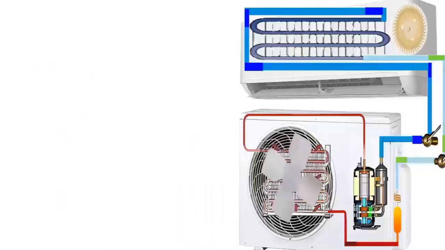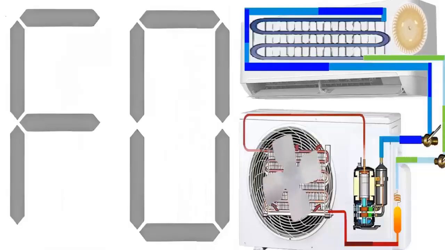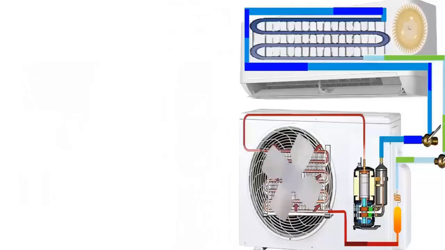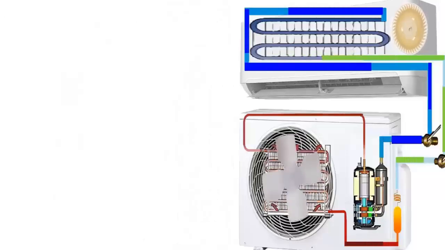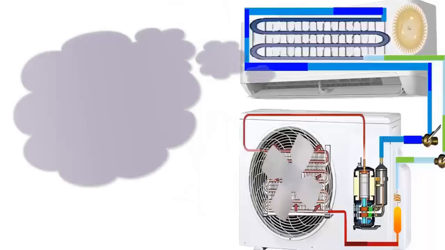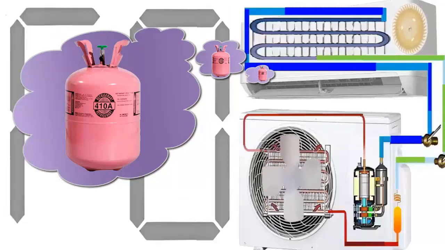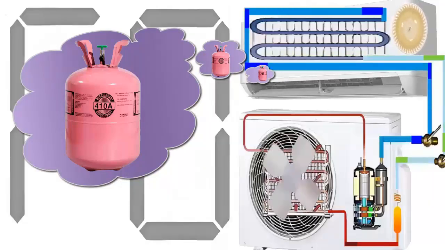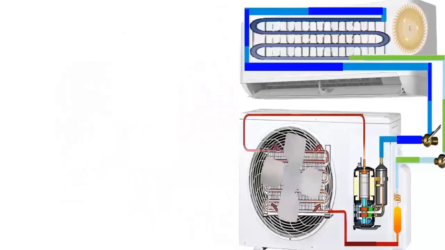In this video, we are going to analyze the F0 error code in air conditioning units. Let's begin by mentioning that the F0 code may be related to a lack of cooling in the unit or a refrigerant gas leak. However, the activation of this code may also be due to other factors, as we will see later.